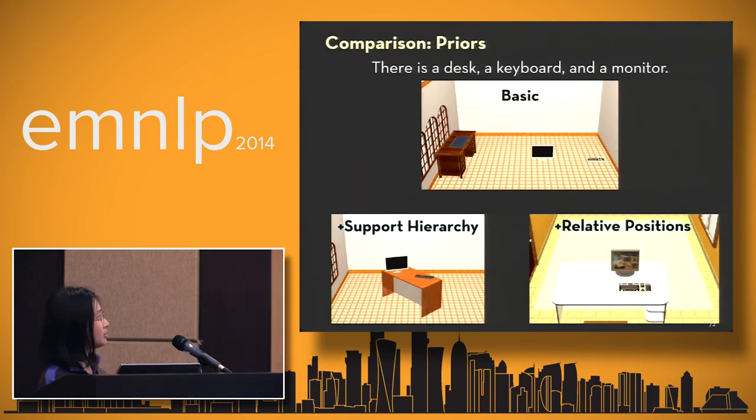Here are some comparisons of what would happen if we didn't have priors. If there are no priors, and there's a desk, a keyboard, and monitor, maybe everything just goes on the floor. If we have support hierarchy, what happens is that maybe the monitor and keyboard are on the desk, but it's not nicely arranged. If we have relative positions, then we get a more reasonable scene.